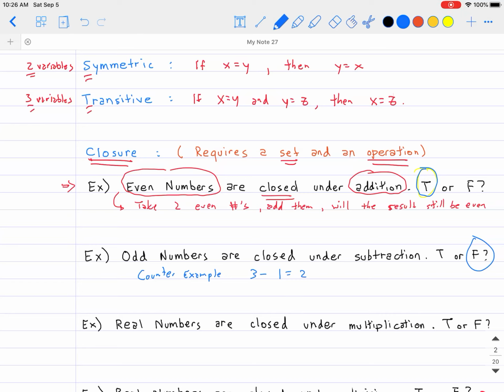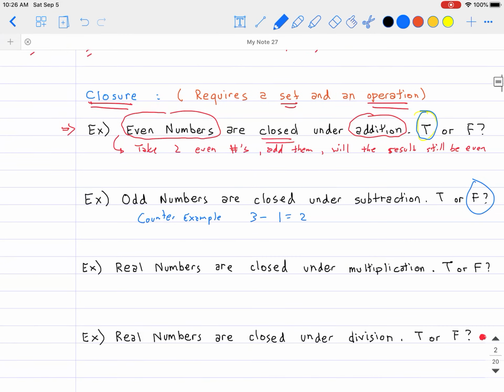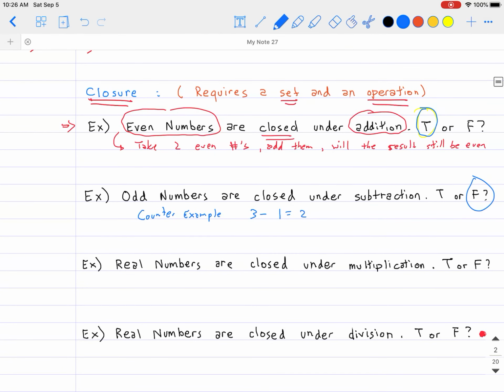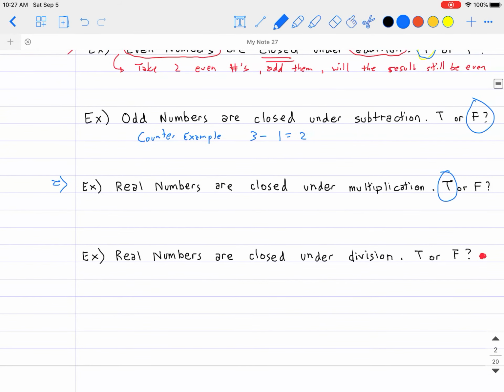Now remember, when it comes to closure, when you combine two elements together and add or subtract them, the result always has to be back in the original set. Not sometimes, but all the time. Okay, let's try another one. Real numbers are closed under multiplication. Once again, decipher what that means: can you take two real numbers, multiply them, and the result will always be a real number? I think the answer is yes for that one, so that's going to be true.